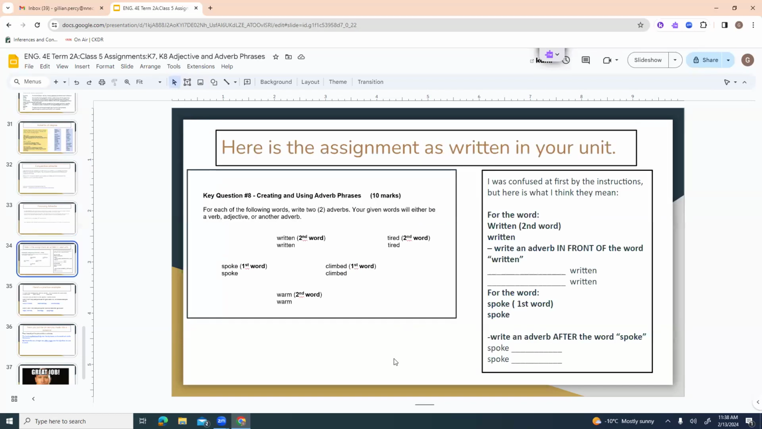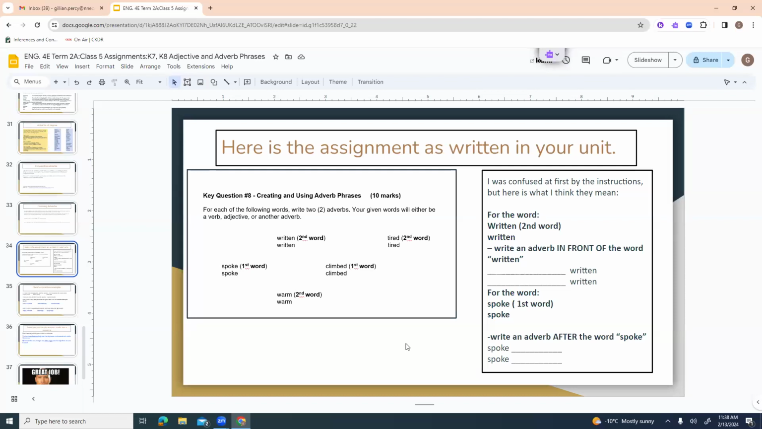Okay, so here is key question number 8. And it's written like this. I've got to be honest, I don't know about you, but at first when I looked at this, I couldn't quite figure out what they were trying to ask. So it's worth 10 marks. For each of the following words, write 2 adverbs. And your given words will be either a verb, an adjective, or another adverb.